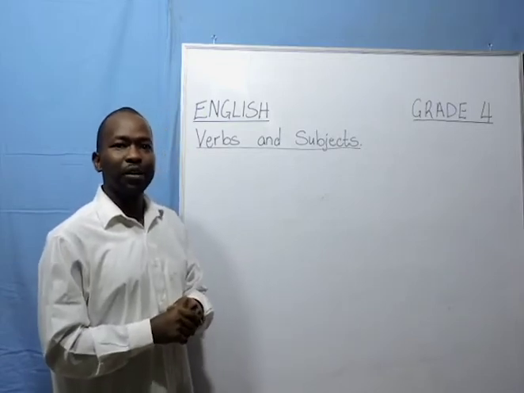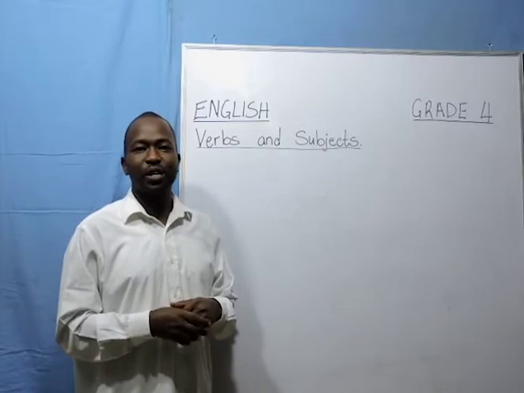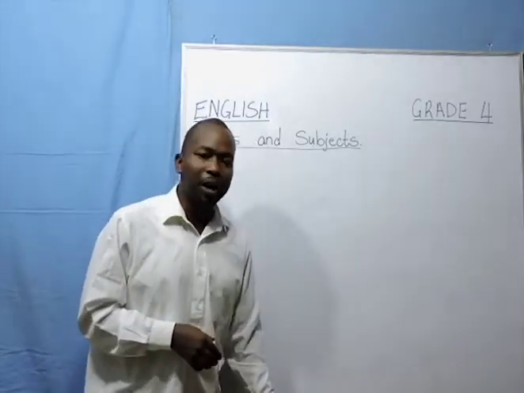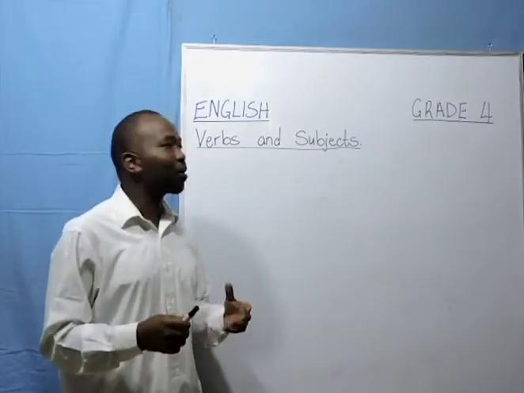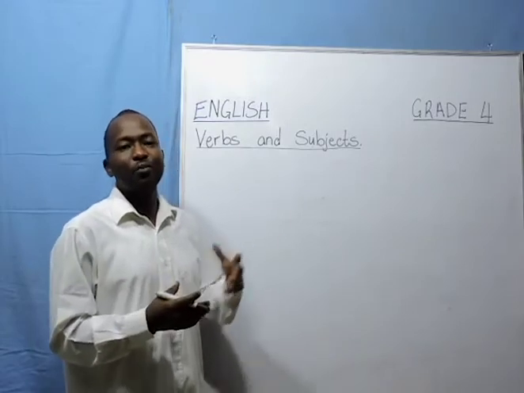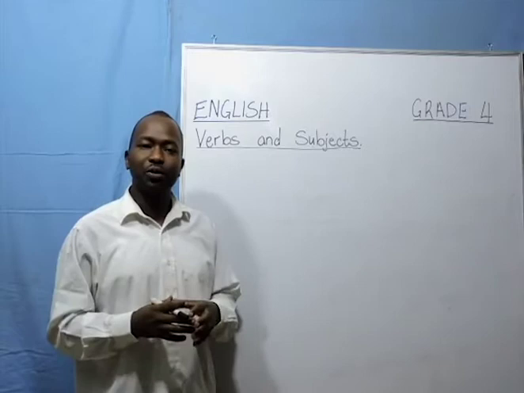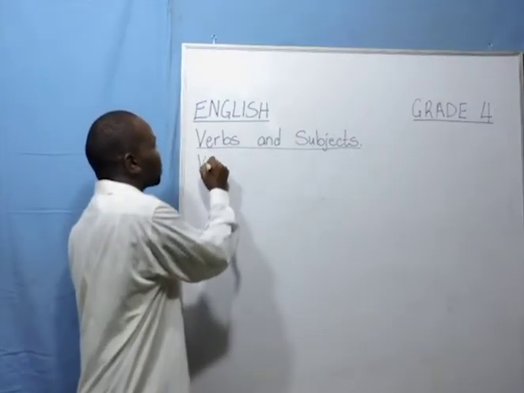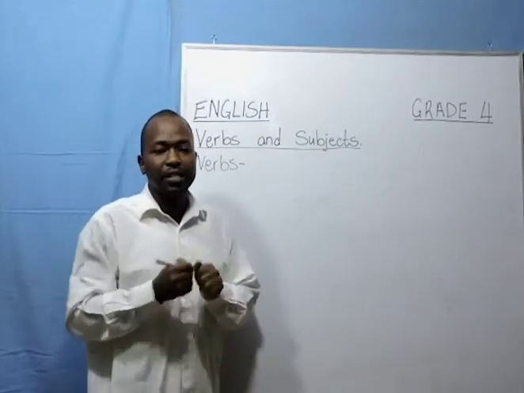Now, today, we are going to look at verbs and subjects. Verbs and subjects. And I'm sure in the course of your studies, you have come across these words. The only thing is that you may not know how to identify them when it comes to a sentence. Now, when we start with verbs, we start by describing what a verb is.